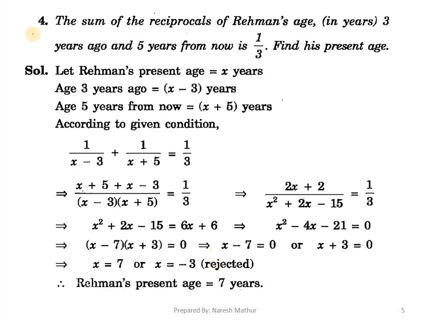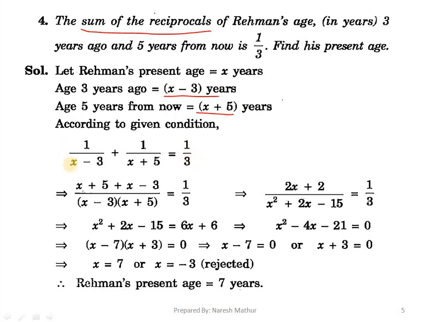Okay, let's read the question. The sum of the reciprocals of Rahman's age in years 3 years ago and 5 years from now is 1 by 3. Sum of reciprocals. Now let the present age be x years. Then 3 years ago the age of Rahman was x minus 3. After 5 years it will be x plus 5. The reciprocals of the ages, so 1 by x minus 3 plus 1 by x plus 5 equals 1 by 3.